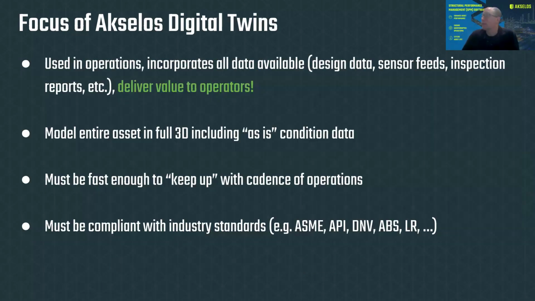So what does it mean to deliver that to a customer? Just to give a little more focus on the way we do it, as I've already said, our digital twins are used in operations. They incorporate all available data, which includes design data. If you're going to do a physics-based FEA type model, you've got to start with a design. That can be things like engineering drawings, CAD, whatever is available. If the asset is old, it can be very old data, but we work with whatever is available. Design data helps you set the model up in the first place, and then operational data like sensor feeds and inspection reports give you that dynamic updating.